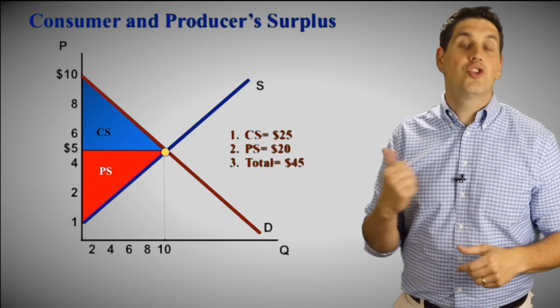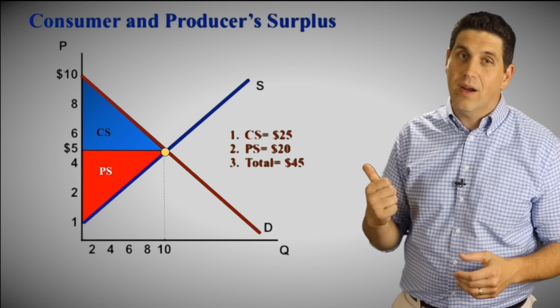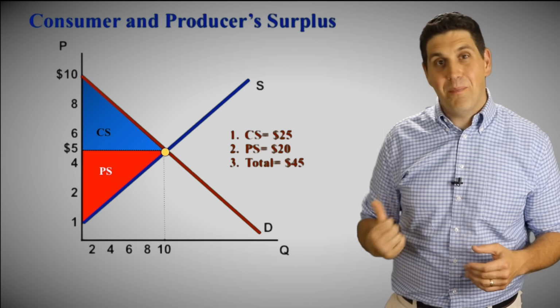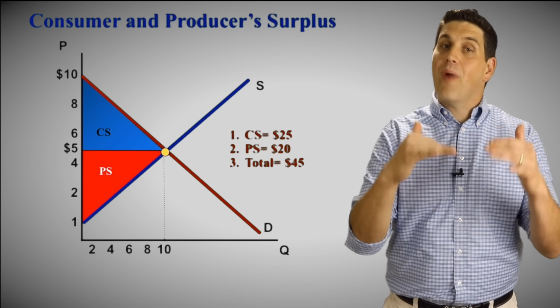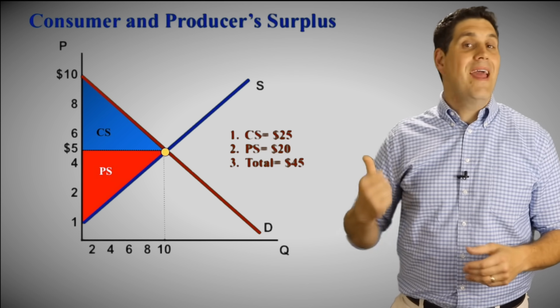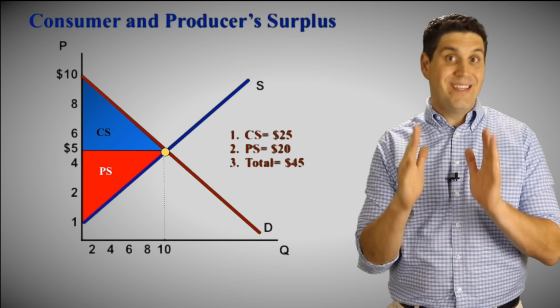Back to supply and demand. Make sure you can spot consumer and producer surplus. Consumer surplus is right here. Producer surplus is right there. Consumer surplus is the difference between what you're willing to pay and what you did pay. And producer surplus is the difference between the price and what someone's willing to sell it for. A competitive, efficient market maximizes consumer and producer surplus, so there's no such thing as deadweight loss.